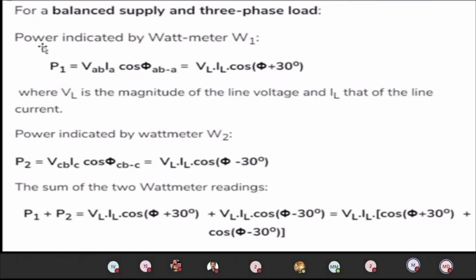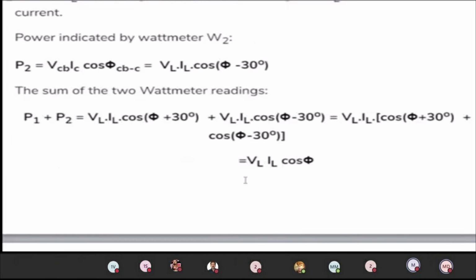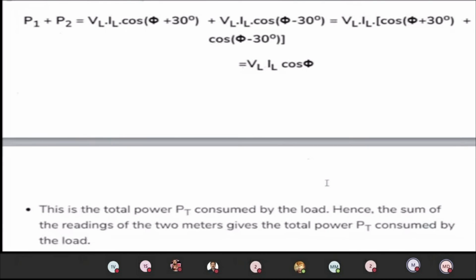So wattmeter 1 reading will be taken as VL IL cos of phi plus 30, and wattmeter 2 reading will be taken as VL IL cos of phi minus 30. So if we calculate the total power, the sum of the two wattmeter readings, just substitute in the formula P1 plus P2, we have VL IL cos of phi plus 30 plus VL IL cos of phi minus 30. So finally we have VL IL cos phi, the total power of the circuit.